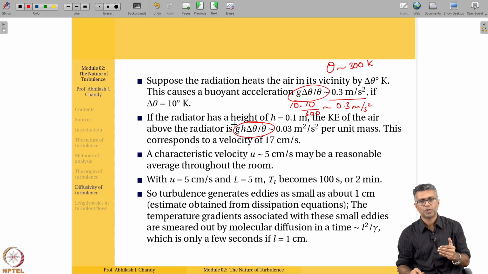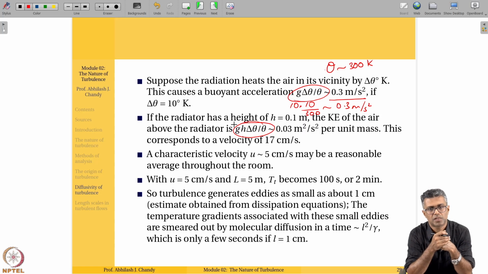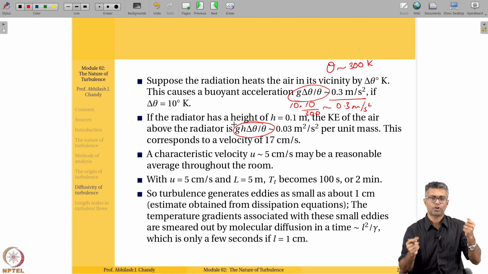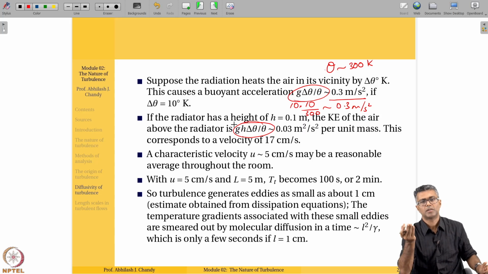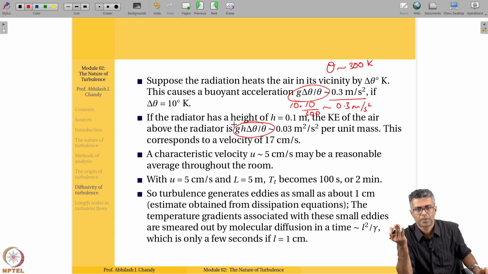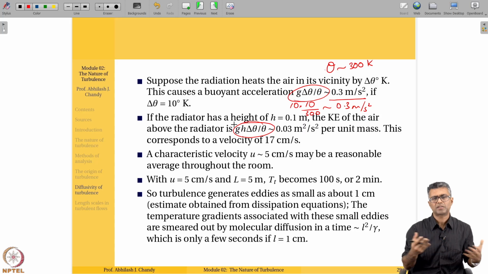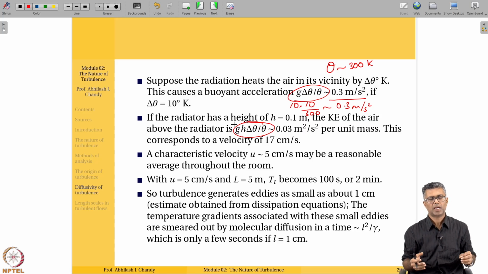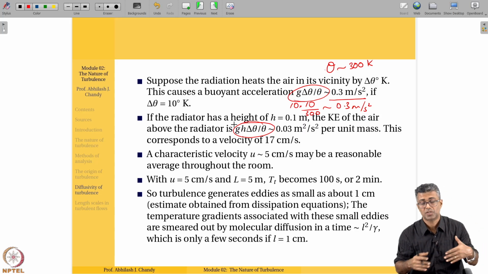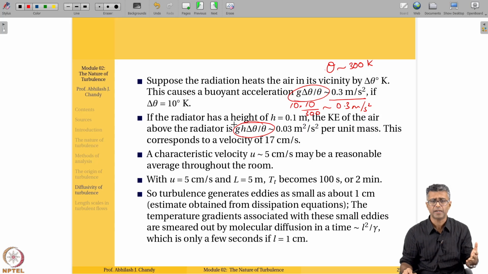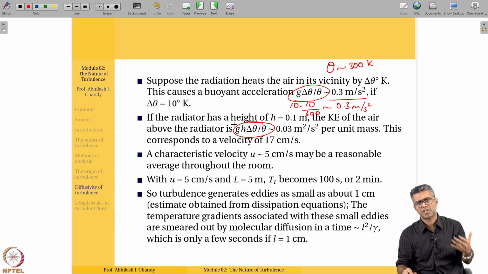So this kinetic energy per unit mass corresponds to a velocity of 17 centimeter per second, right? Kinetic energy per unit mass would be half v squared, so to find the velocity, you just multiply by 2 and take a square root. Then you get 17 centimeter per second. Based on that, 1/3 of that velocity can be considered a characteristic velocity. Assuming the fluctuations are 30% of the actual velocity, which is again reasonable, 5 centimeter per second seems a reasonable assumption for the RMS amplitude.